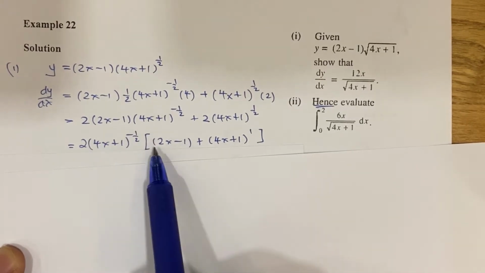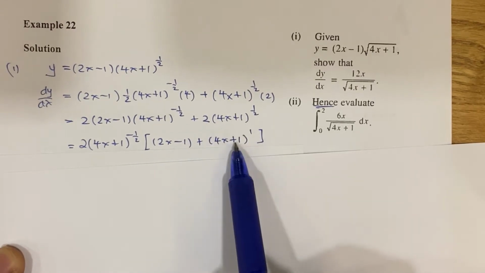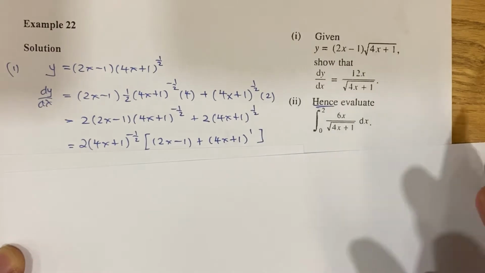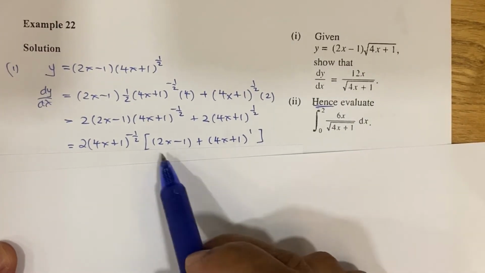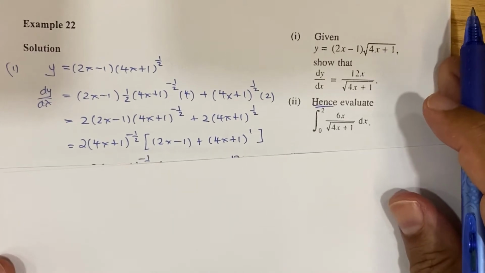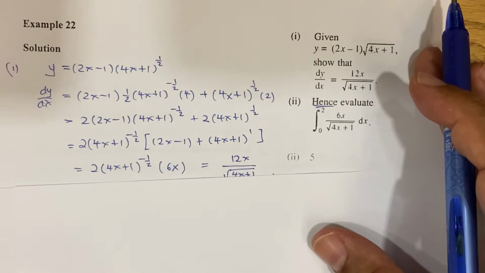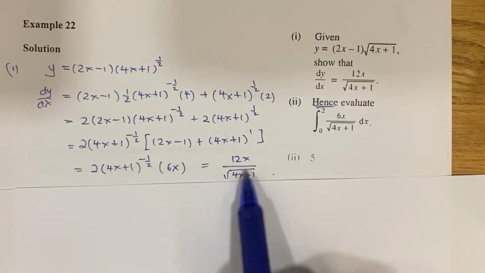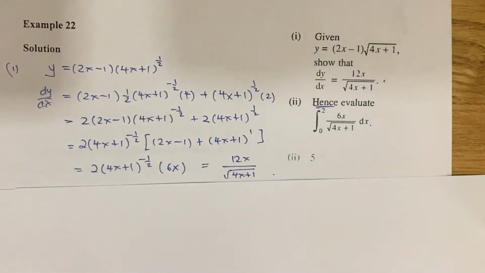So the first function we're going to have left is 2x minus 1. And the second function here, we're going to have x plus 1 power 1. And power is just for x plus 1, right? So when we simplify the one in the bracket, we're going to have 6x. So eventually, because there's a 2 here, we multiply, we're going to have 12x over square root of x plus 1. This is what we need to show.